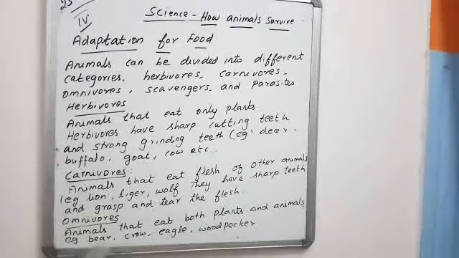Omnivore means animals that eat both plants as well as animals. Examples: bear, crow. They eat both plants as well as animals. Eagle, woodpecker. They eat animals as well as plants. Then we will move on to the scavengers.